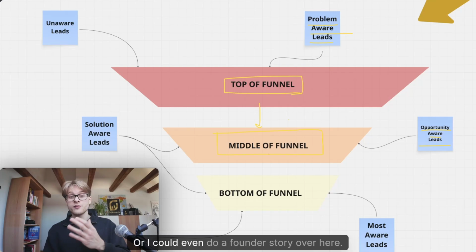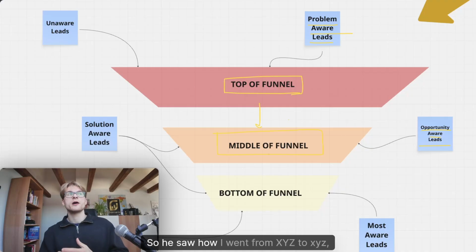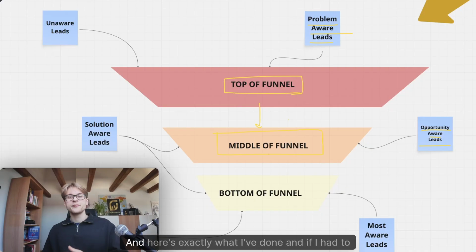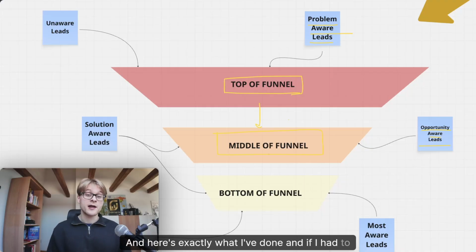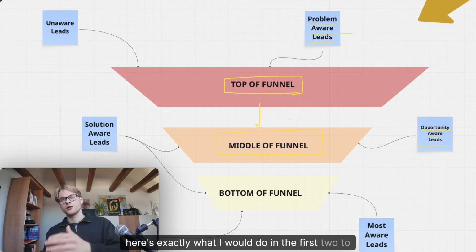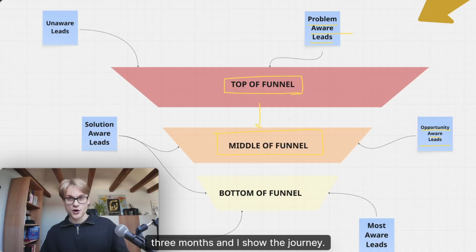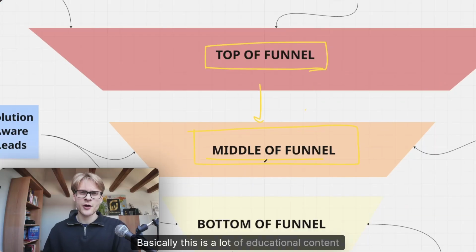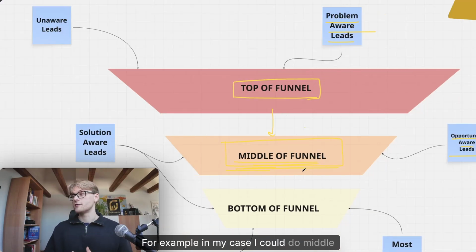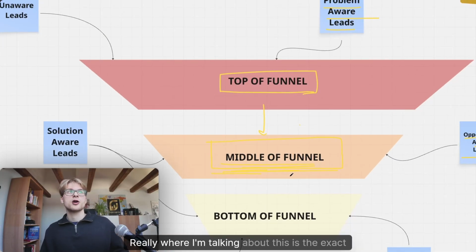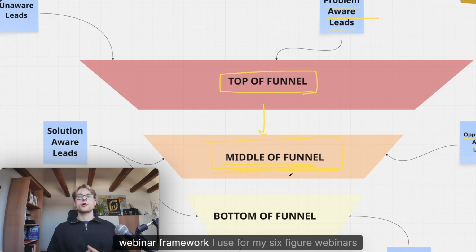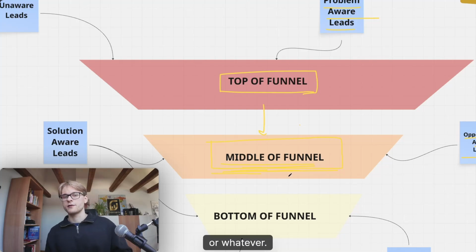Or I could even do a founder story over here. So here's how I went from XYZ to XYZ, from point A to point B, and here's exactly what I've done. And if I had to do it again, here's exactly what I would do in the first 2 to 3 months, and I show the journey basically. This is a lot of educational content where you want to explain mechanisms, you want to explain frameworks. For example, in my case, I could do a middle of funnel reel where I'm talking about this exact webinar framework I use for my 6-figure webinars or whatever, right?